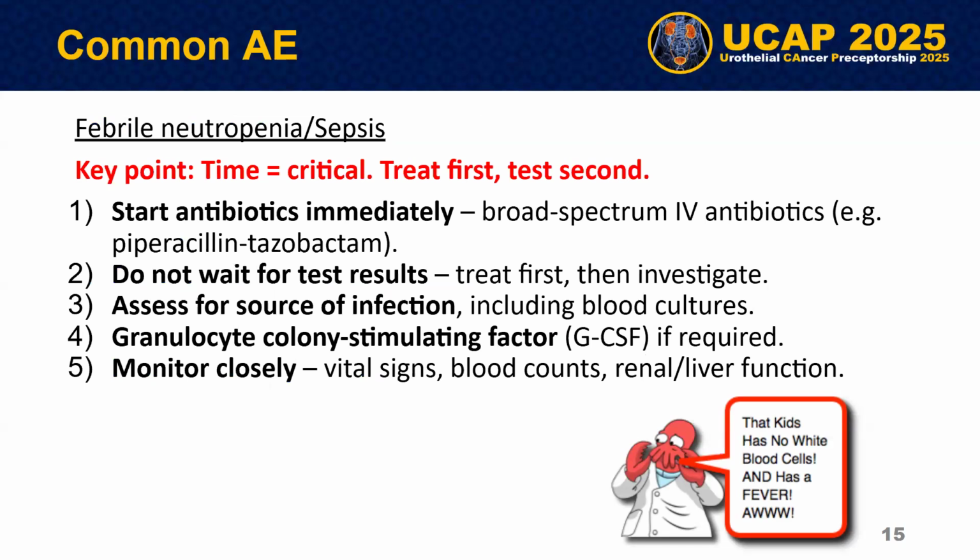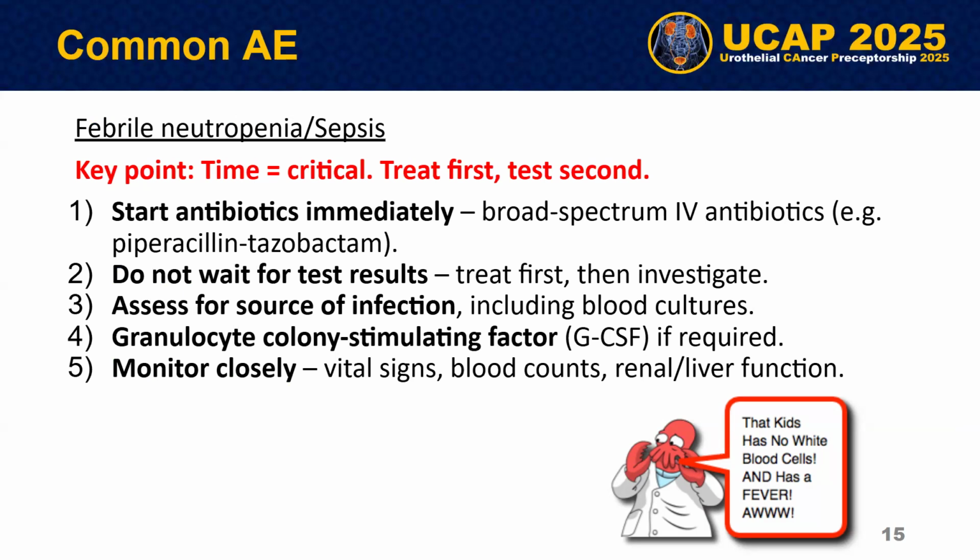Next, one very important adverse event is febrile neutropenia and sepsis. In febrile neutropenia and sepsis, the key point is that time is of the essence and is the most critical. We treat first and test second. So the most appropriate step is to start antibiotics immediately, preferably broad-spectrum antibiotics such as piperacillin-tazobactam. We do not wait for test results before treating. We treat first, then we investigate. We need to identify the source of infection with tests including chest x-rays, blood cultures, any test that could point you to the possible source of infection.